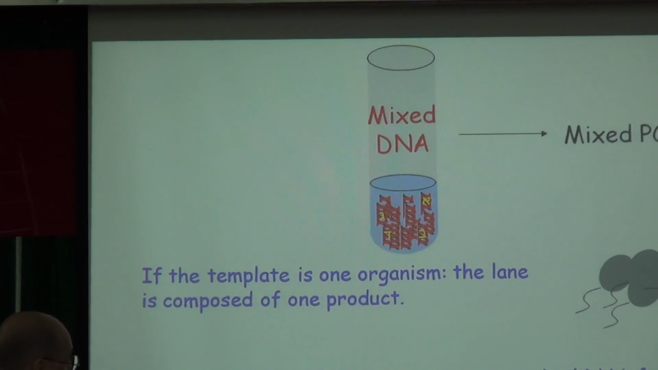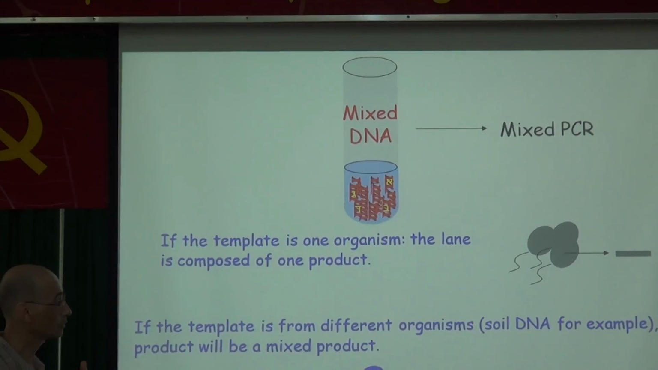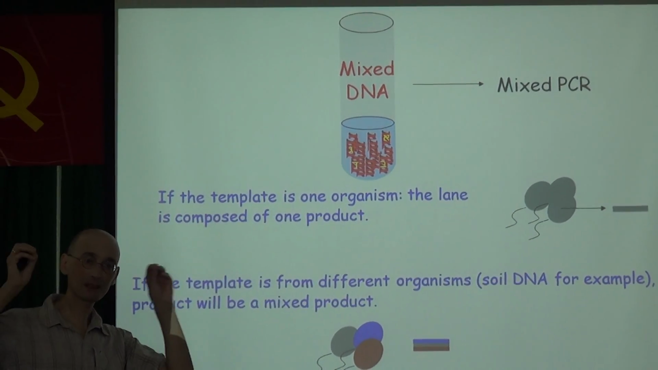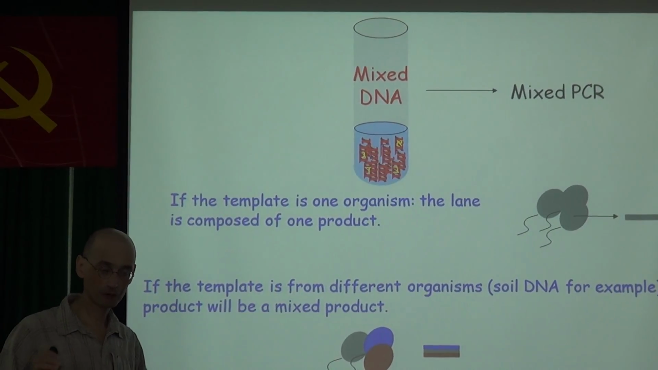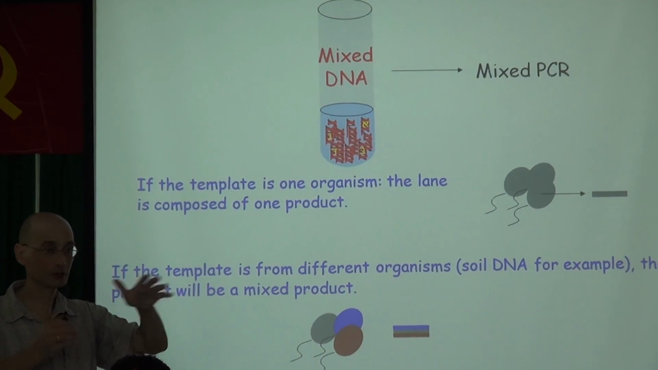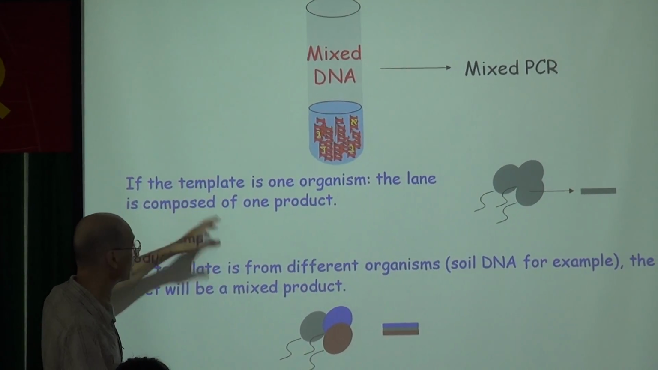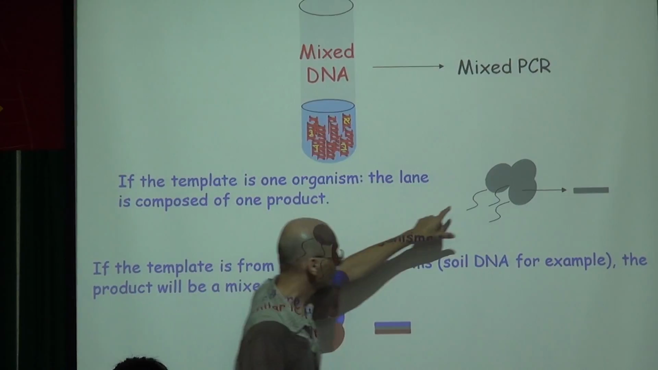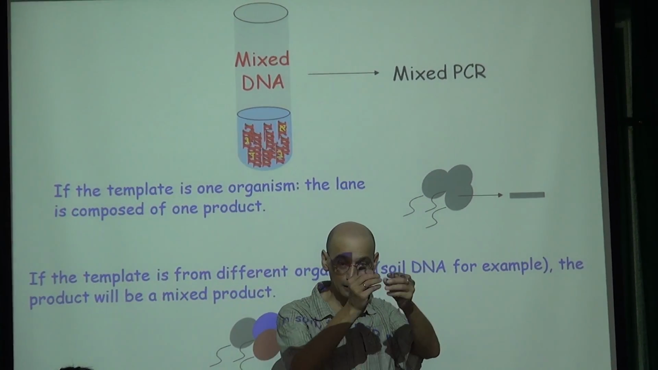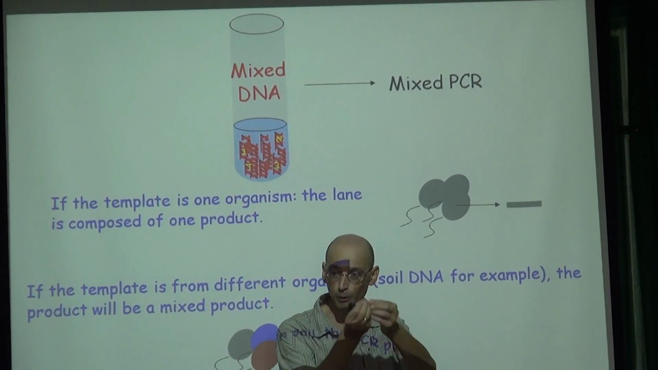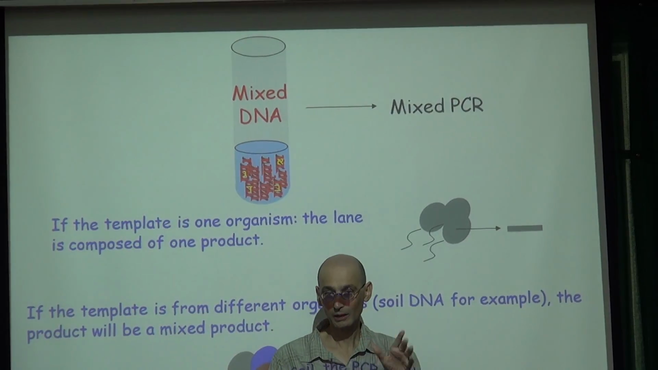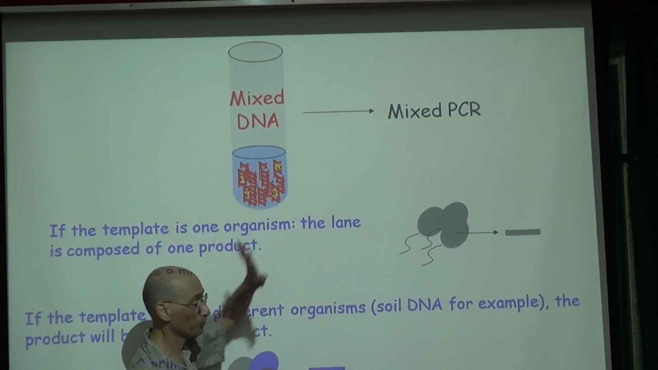Okay. So, when you do a PCR with primers which will target every type of bacterium, okay, if there's only one bacterium in your sample, then the product will be one PCR product. Okay? In the tube, you will have one population of molecules which come from this one population. Okay? There's, let's say, only one population here.